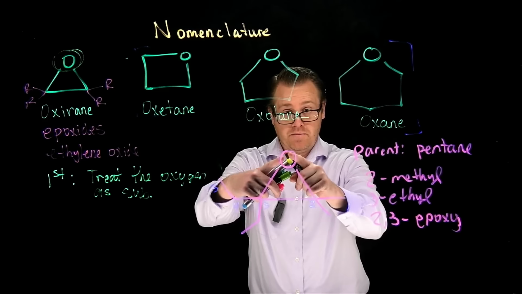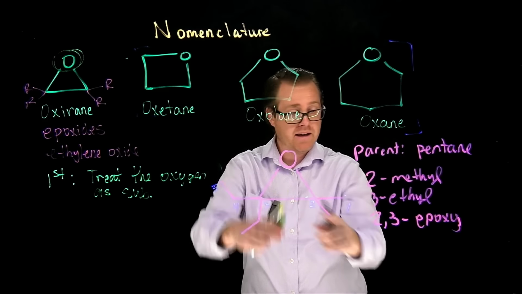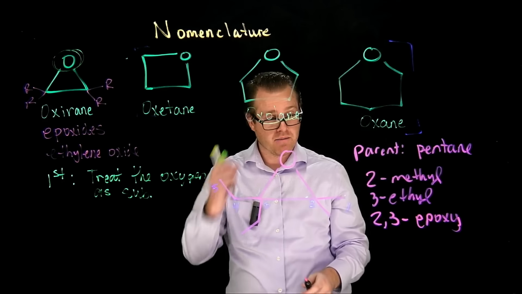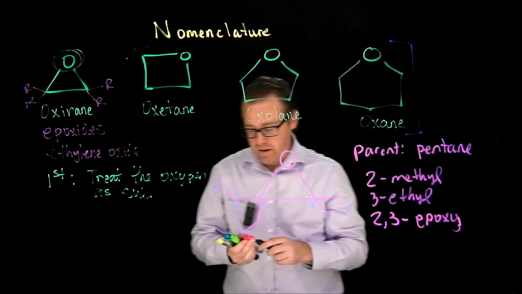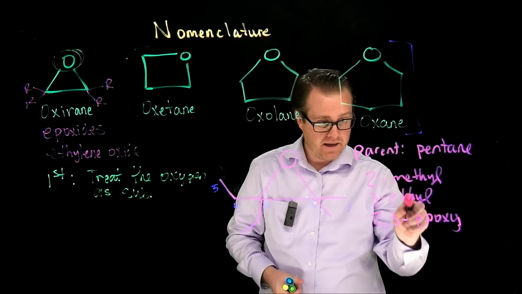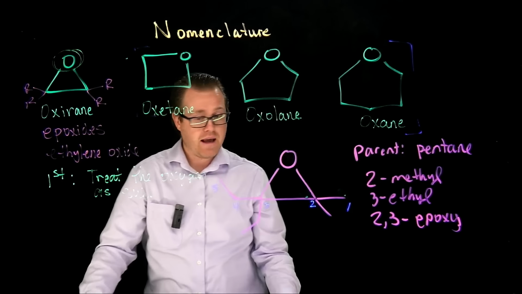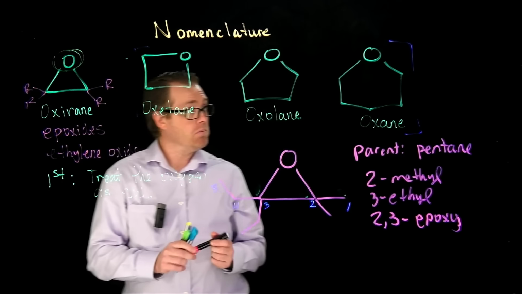So this epoxide ring is treated as a substituent. And where is it in that longest carbon chain? So now all we have to do is take these substituents and just alphabetize them and spell out the name.